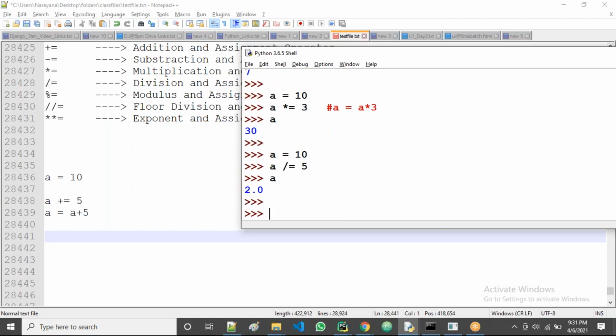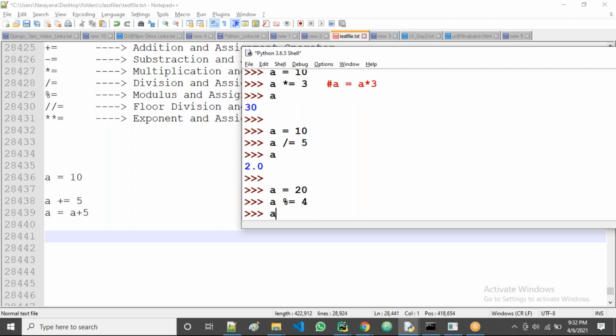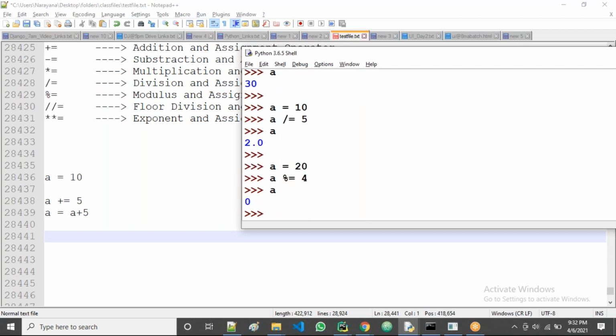Next one, same, all one by one. I'll take a = 20. Then a %= 4. Then what is the value of a now? What is the value of a here, all of you? Yes, 0, right?